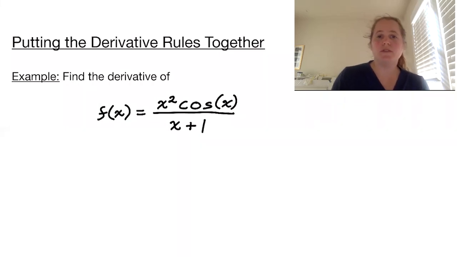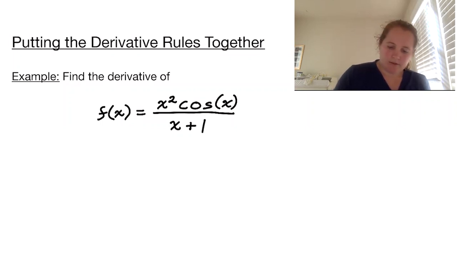Welcome to putting the derivative rules together. At this point, we have seen quite a few derivative rules, and we're going to go ahead and work with them all mixed together. For our first example, find the derivative of f of x equals, in the numerator, x squared times cosine of x, all divided by x plus 1.